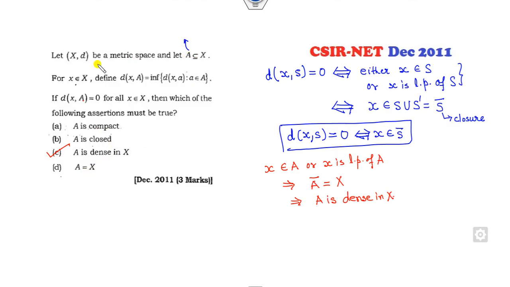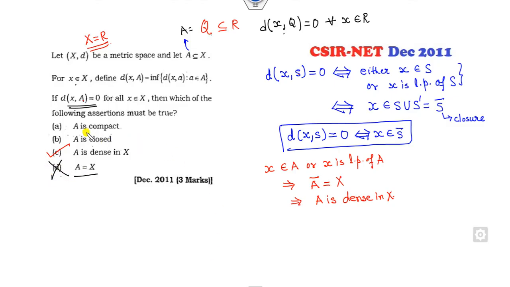Can you think, okay, I can choose X equal to R. You can think of any A, it may be connected or it may not be connected. Choose any subset of R. The simple one is Q, such that, as we all know, the distance of x from Q is always 0 for all x in R. This property is satisfied because A is Q. But the option says A is equal to R, so this option is cancelled.